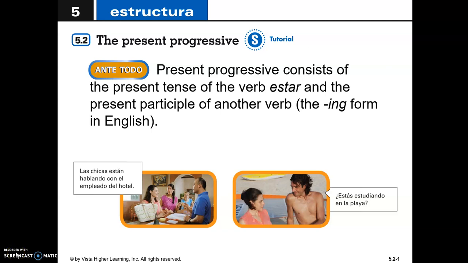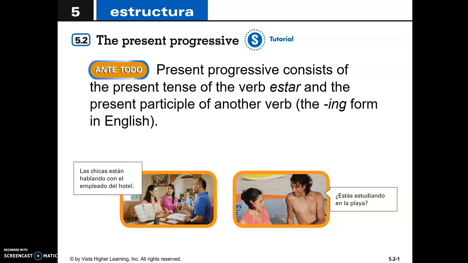Okay, so today we're going to talk about the present progressive tense. The present progressive tense consists of two different things. The very first thing, which is super important for us, is that it has the verb estar, and then it's going to have a second verb with its participle ending. The English equivalent to the participle ending is going to be the -ing.